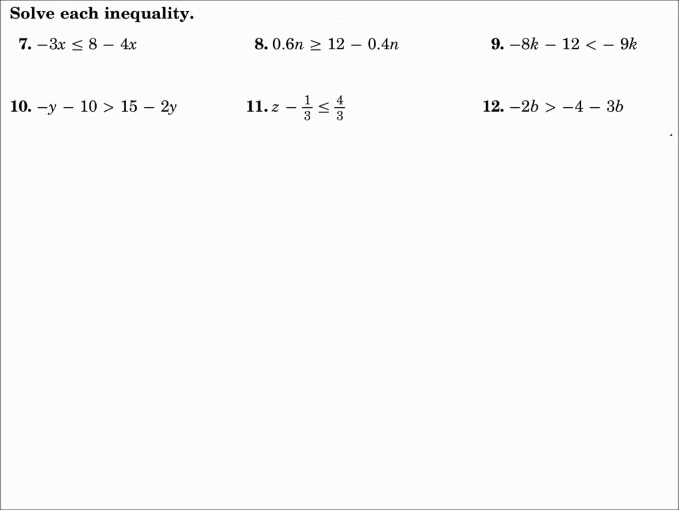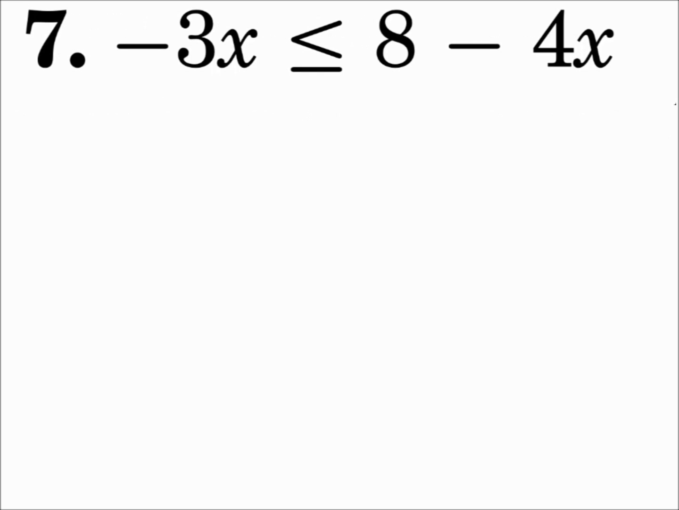Solve each inequality. Number 7. Negative 3x is less than or equal to 8 minus 4x. Well, there's variables on both sides, so let's move them all to one side. It's best to move the smaller amount to where the larger amount is. Since negative 3x is more than negative 4x, let's move the negative 4x. It's a negative 4x, so let's add 4x to both sides.